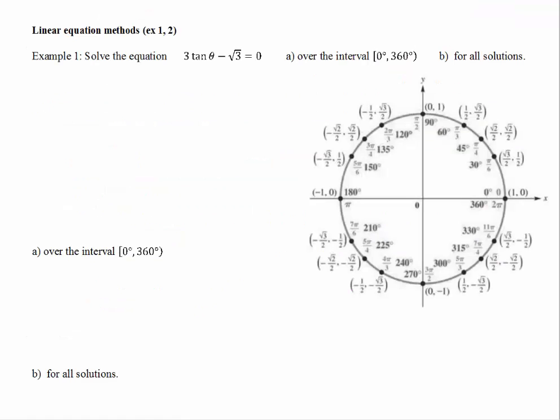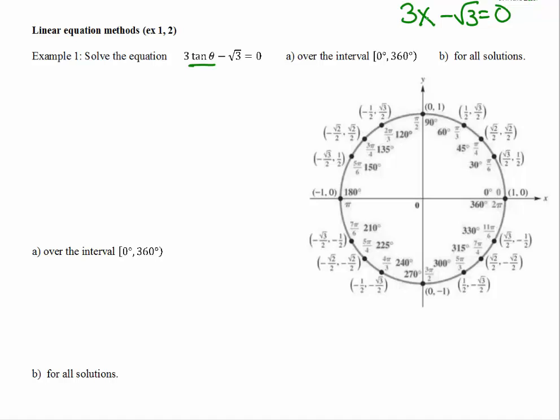In our first two examples, we will look at solving using linear equation methods. It is useful to think about the algebraic form of this equation before we solve the trig version of this equation. So when you see a trig function, let's think about that for a minute in terms of the algebra. So think about tangent theta as being just a variable like x. So 3x minus square root of 3 equals 0.